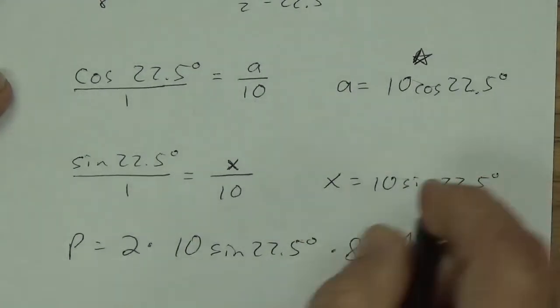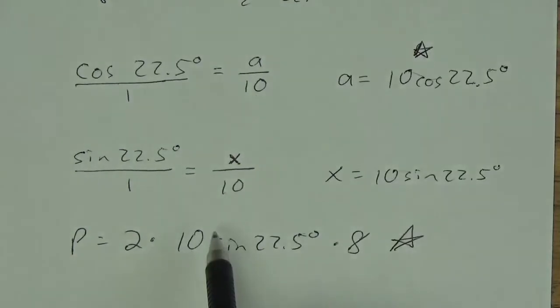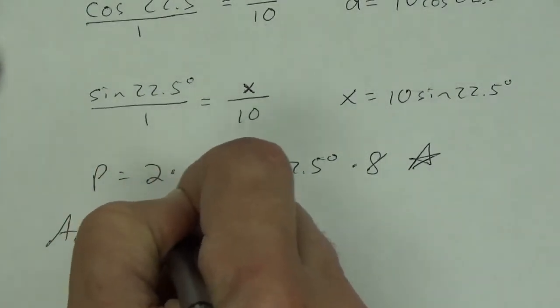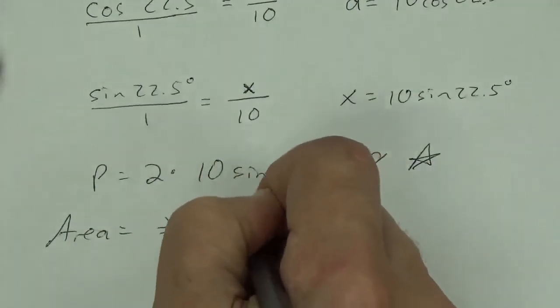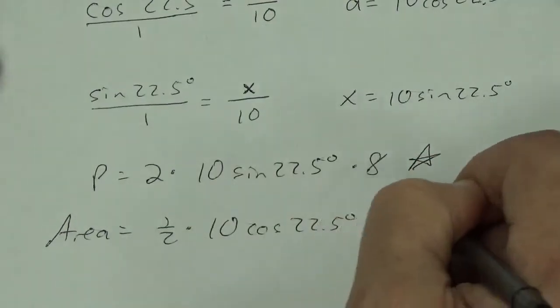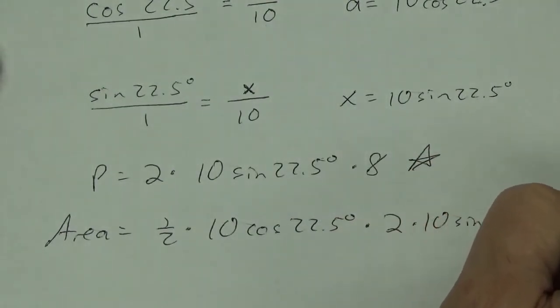I'm going to put a star next to this because all of that is my P. So there's my first star, my A, my second star, my P. I'm going to put it all together into a formula. So area equals 1/2 times 10 cosine 22.5 degrees times 2 times 10 sine 22.5 degrees times 8.